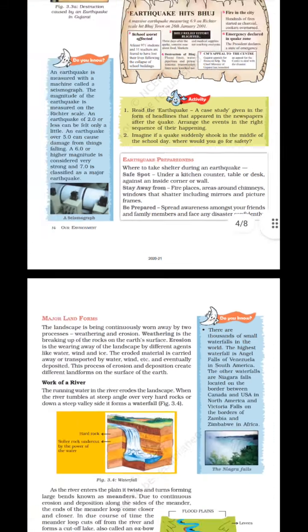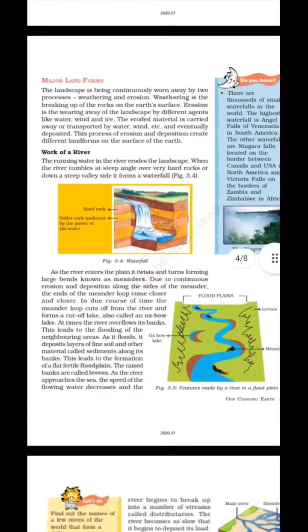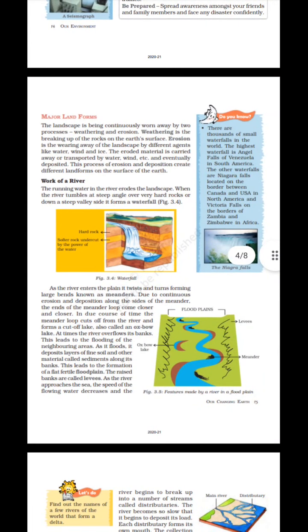Major landforms. The landscape is being continuously worn away by two processes, weathering and erosion. Weathering is the breaking up of the rocks on the earth's surface. Erosion is the wearing away of the landscape by different agents like water, wind and ice. The eroded material is transported by water, wind, etc. and eventually deposited. This process of erosion and deposition creates different landforms on the surface of the earth.